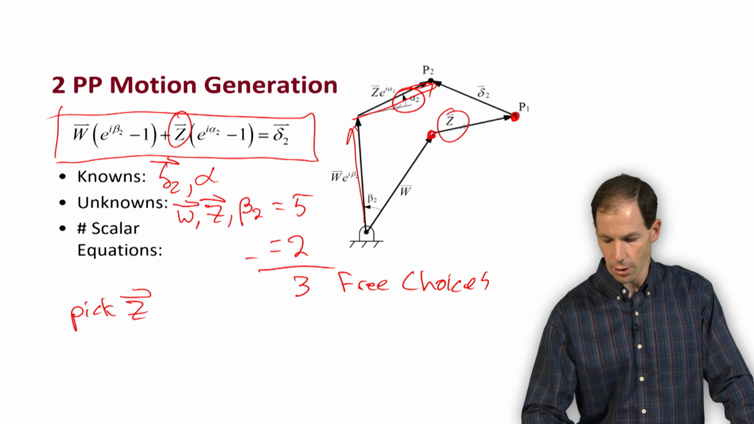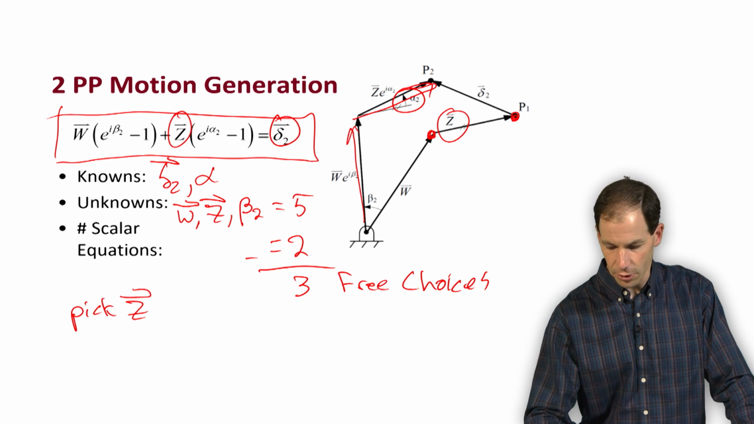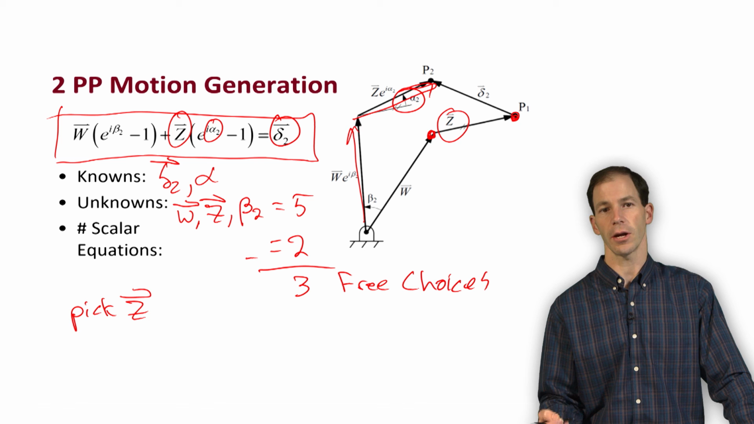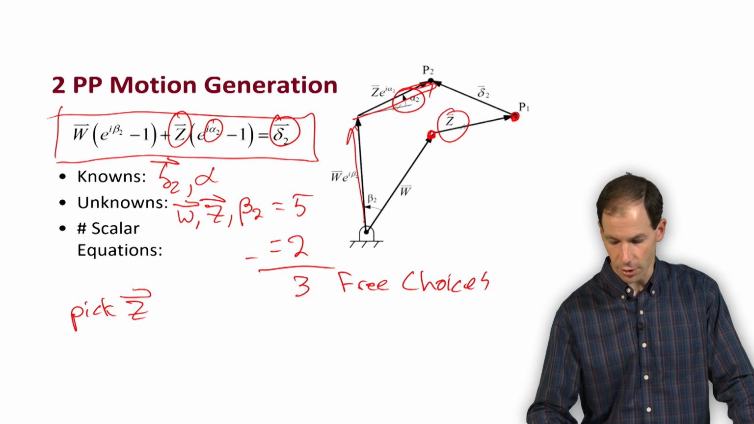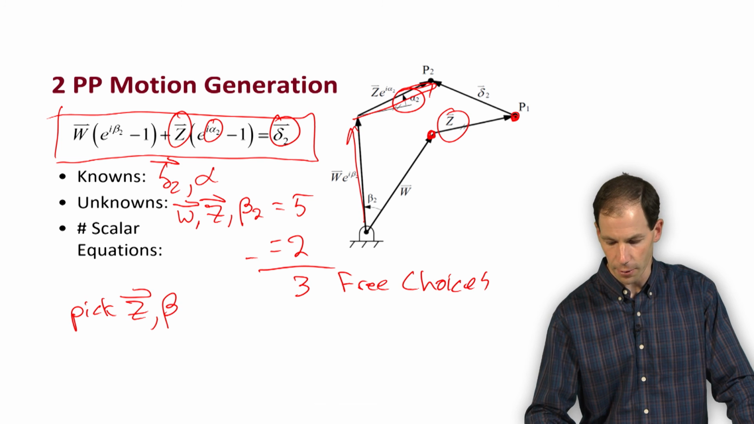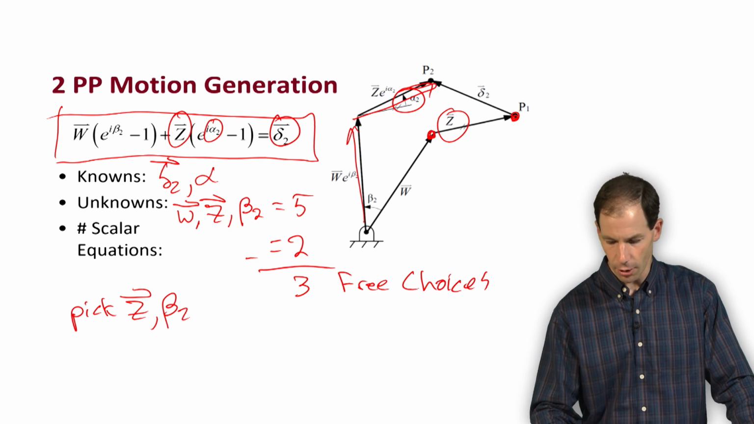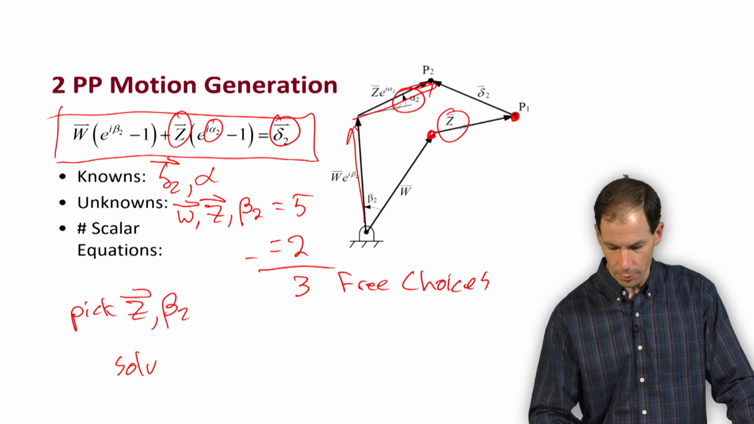The other thing I'm going to pick, just to make my system of equations easy: if I pick the z right here, I know my delta as well as knowing my alpha. If I also pick the beta 2 angle, now the only unknown is w, and it's quite easy to solve this equation. So I'm going to go ahead and pick the beta 2 angle, and now I will just solve for w.